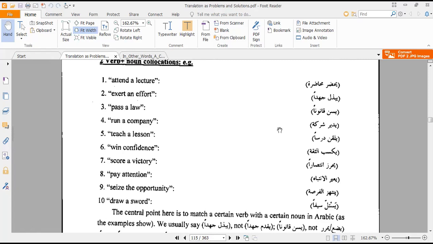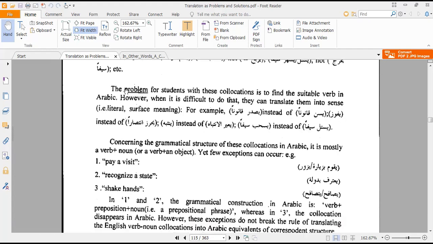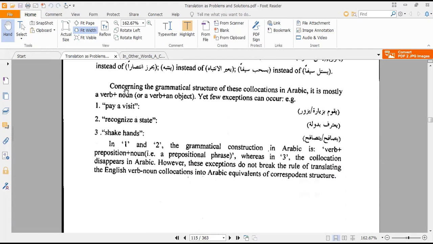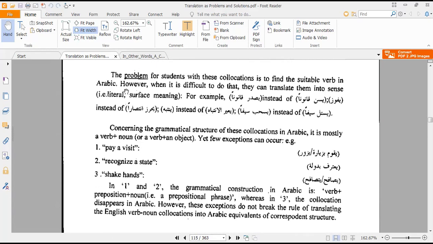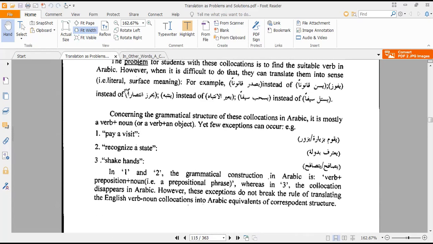Literal translation strategy is used to render these examples. Okay. Also, some collocations can be rendered as verbs. Thus, if we render a collocation as one verb, in this way the collocation is missed in Arabic language. For example, shake hands. أنا لو حكيت يصافح and that's enough.